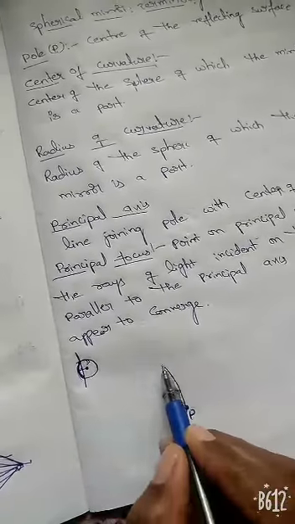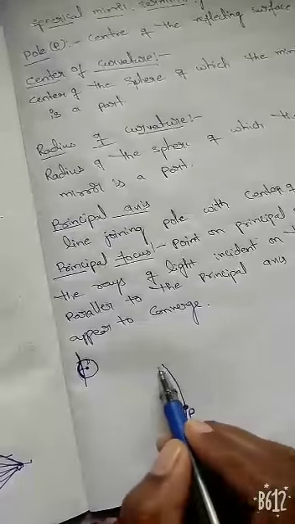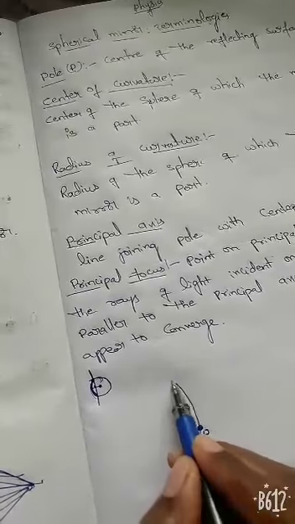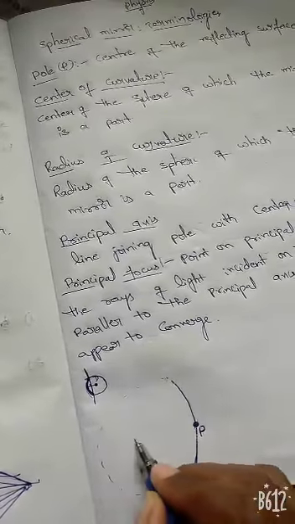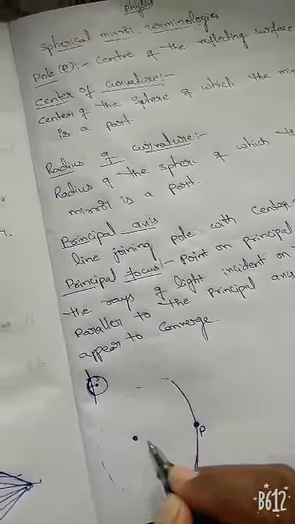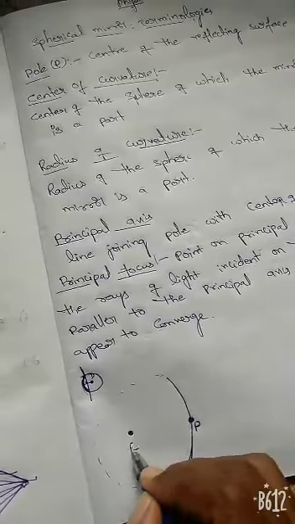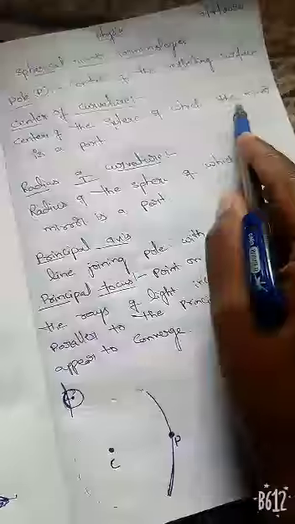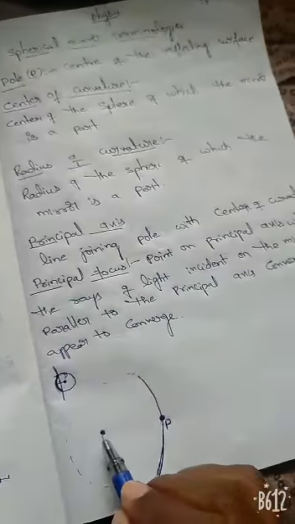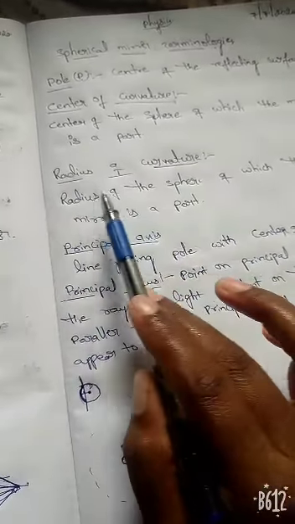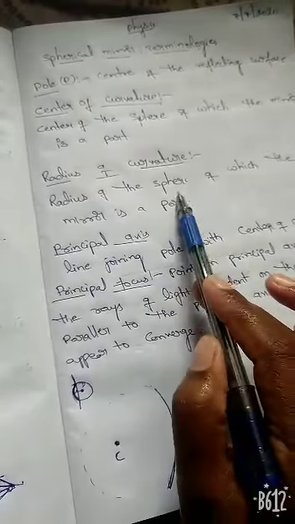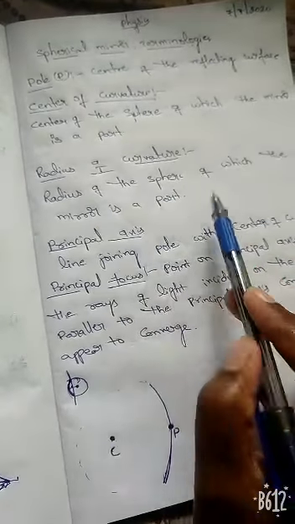So if this is the surface, if we take it as a sphere, it will be the center. So this is the center of curvature, the center of the sphere of which the mirror is a part. So this is the center of curvature. Next, radius of curvature. So radius of curvature is the radius of the sphere of which the mirror is a part.